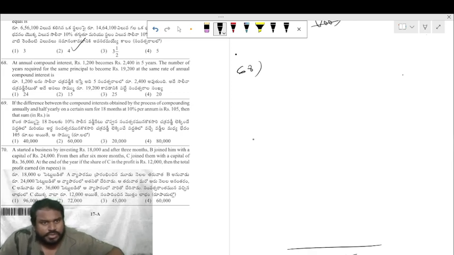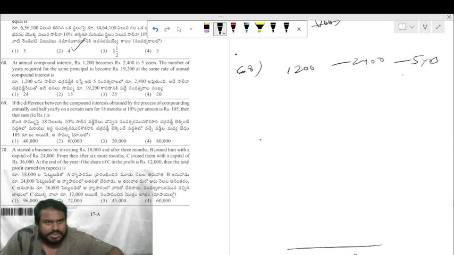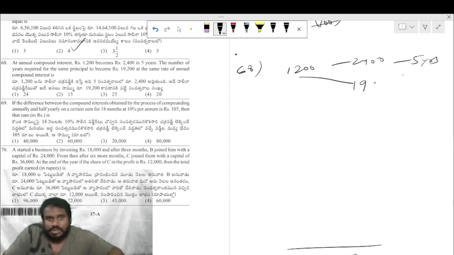And annual compound interest: rupees 1200 becomes 2400 in 5 years. The number of years required for the same principal to become 19,200 at the same rate of annual compound interest. The same annual interest rate will become this much.